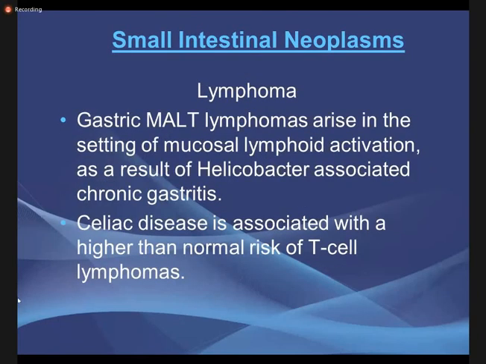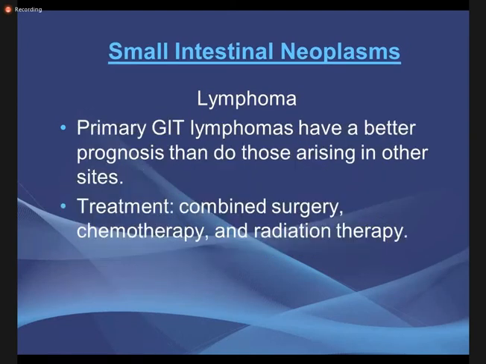So gastric B cell lymphoma in the stomach is due to the H. pylori associated chronic gastritis, and celiac disease is associated with the higher than normal risk of T cell lymphomas. Primary GI lymphomas have a better prognosis than those arising in other sites. Treatment is combined surgery, chemotherapy, and radiation therapy.